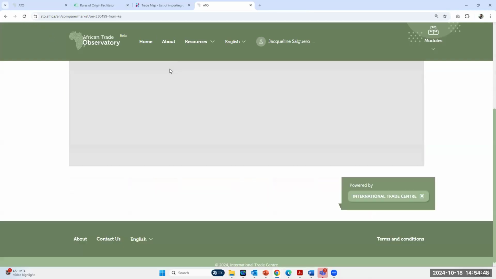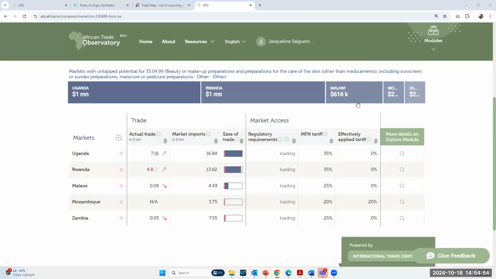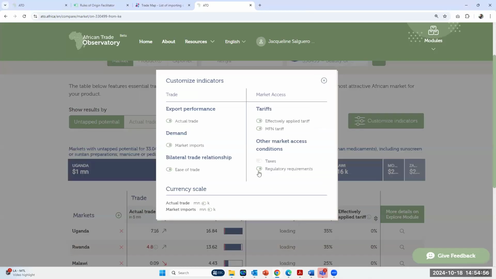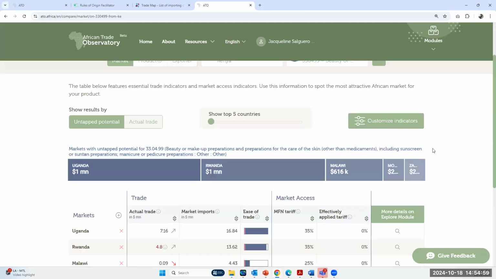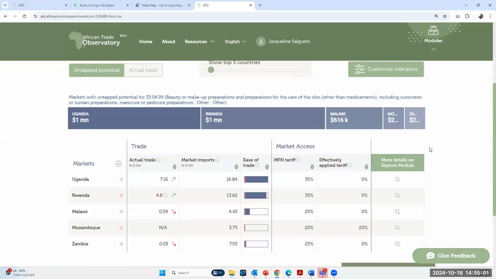Okay, good afternoon. Yes, looking at the platform, it would appear that only countries from East Africa are being shown. I'm wondering, what about West African countries, and specifically Nigeria? Is Nigeria not a party to this trade observatory? Thank you, Virginia.